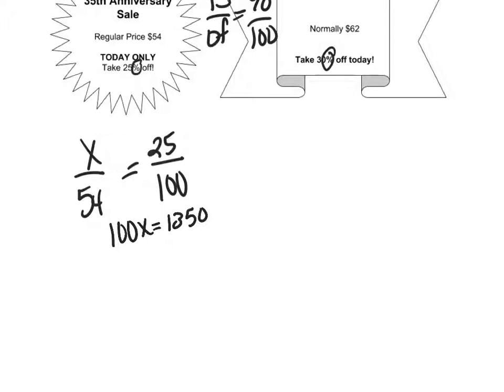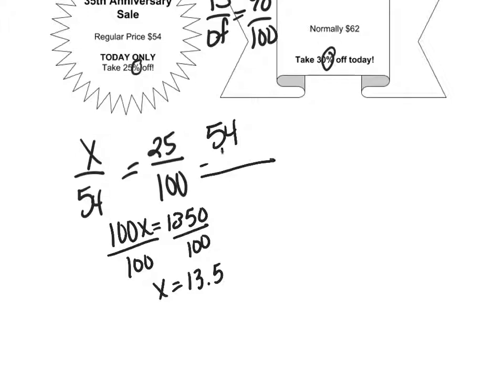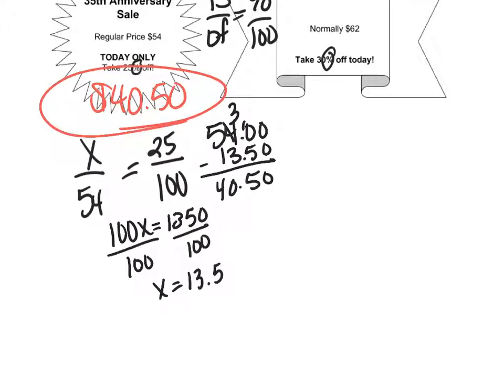25 times 54, okay? So divide by 100, divide by 100. So we're going to get $13.50 off. So we're going to subtract that from 54. And so store A is going to be $40.50 is our final cost before tax.